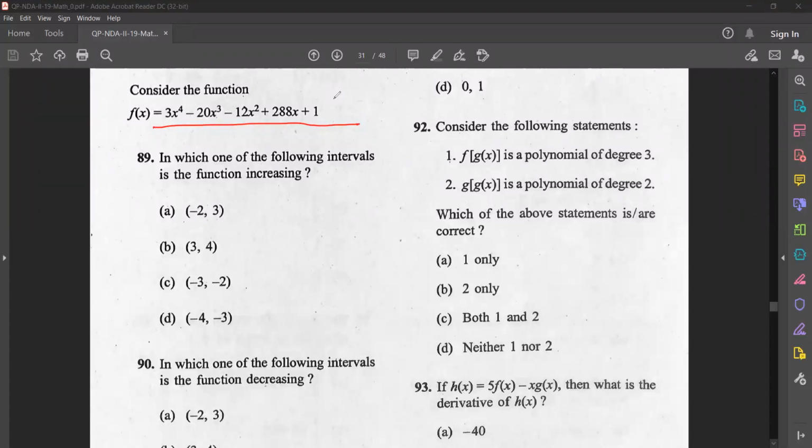How to check whether a function is increasing? You have to find the derivative, isn't it? And check whether that is greater than or equal to 0. If that is greater than or equal to 0 in any interval, we can say the function is increasing in that interval. Okay, so see, try.